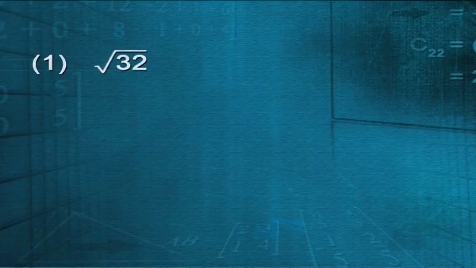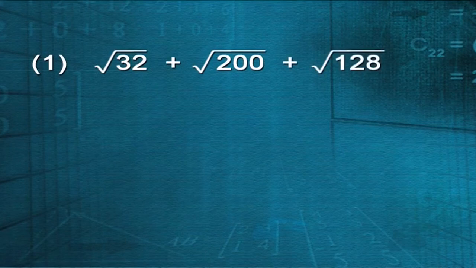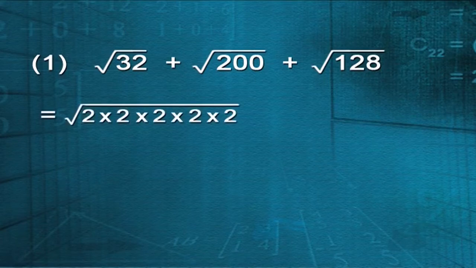Now, let us see one example. You are given root 32 plus root 200 plus root 128. We will reduce them. 32 can be written as 2 into 2 into 2 into 2 into 2, 5 times. So, root 32 will be under root 2 into 2 into 2 into 2 into 2, 5 times.